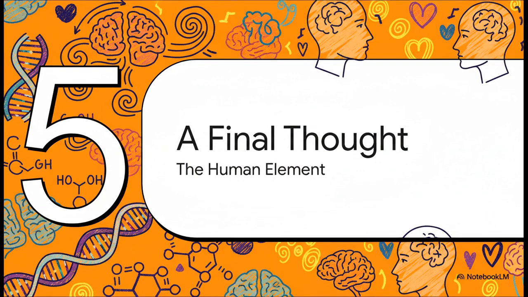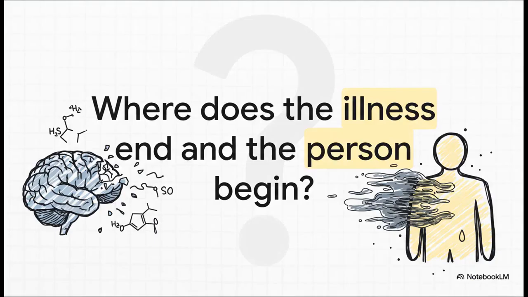So we've walked through the biology, we've mapped the entire storm inside the brain, but let's take a step back from this science for just a second. After seeing all of this, seeing how the brain itself physically changes, you have to ask yourself a really profound question. If the hardware is different, if the very organ that creates our consciousness is altered, where does the illness end and the person begin? There's no easy answer to that, but it's a powerful reminder that behind all of this complex pathophysiology, there is always a human being at the center of the story.